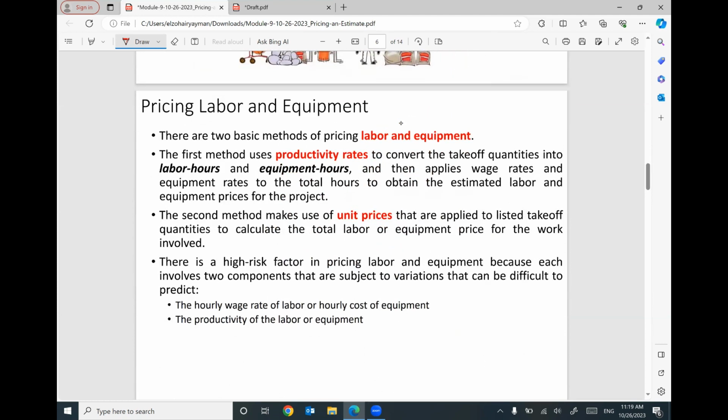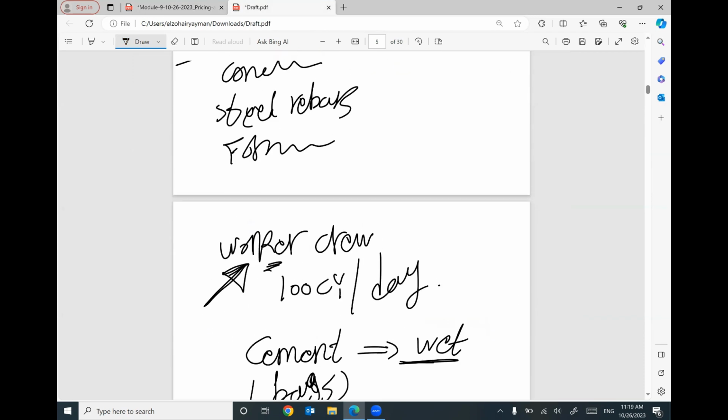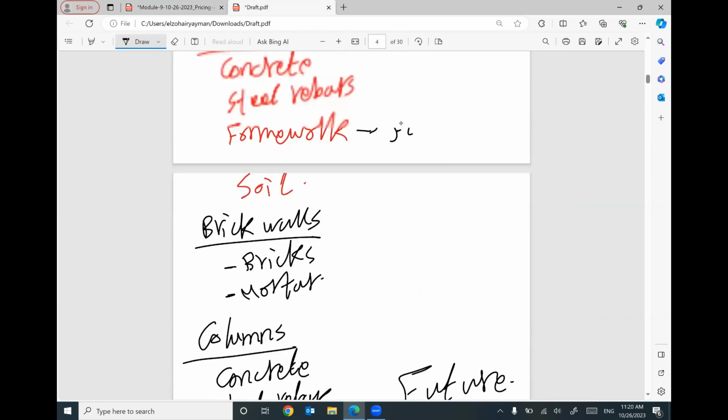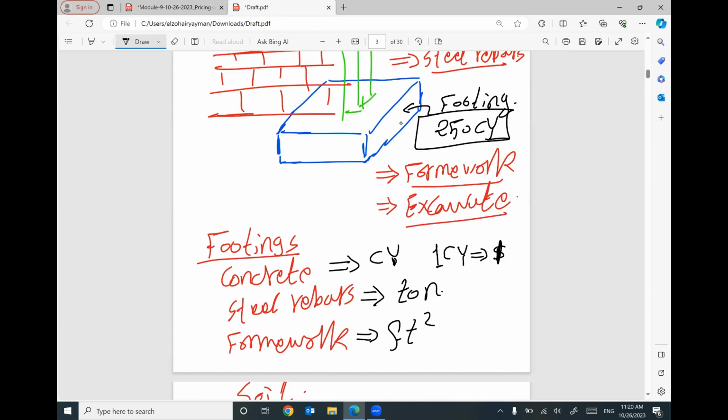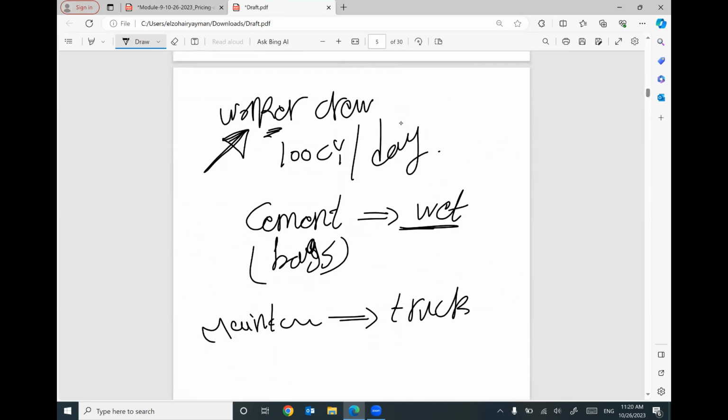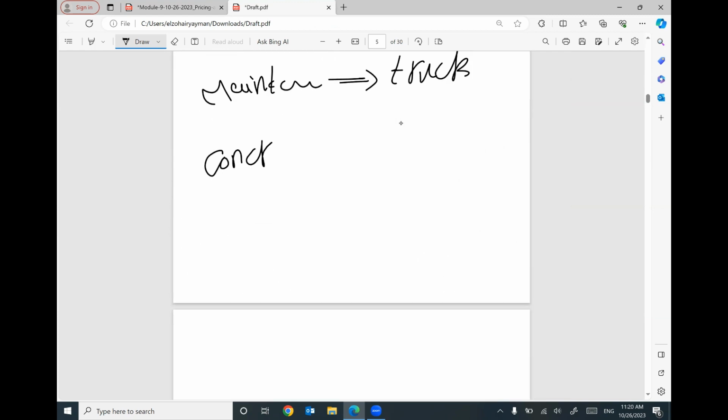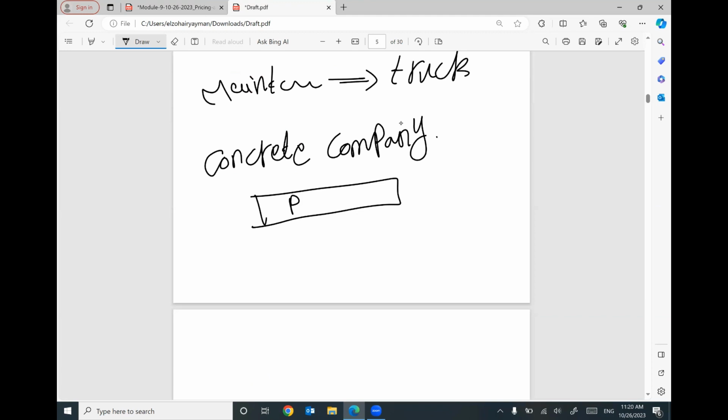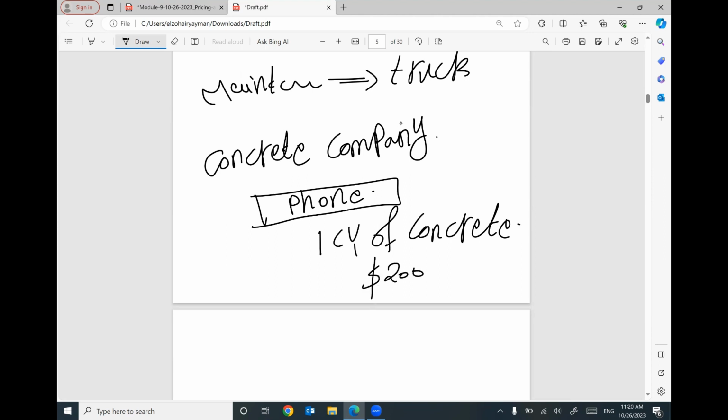When you are pricing labor and equipment, because pricing material, it's easier. Do you know how? If you have a concrete company, I can do it right now. If you have the contact information of a concrete company, you can dial them and ask, hey guys, what is the price of 1 cubic yard of concrete as a material? They will answer, hey, the 1 cubic yard will cost you $200. Very simple. That's it.